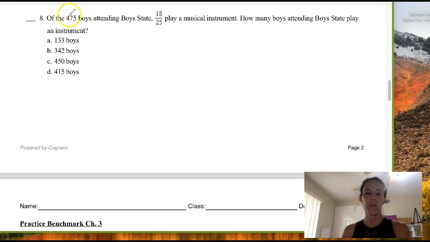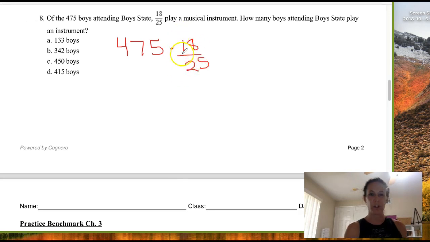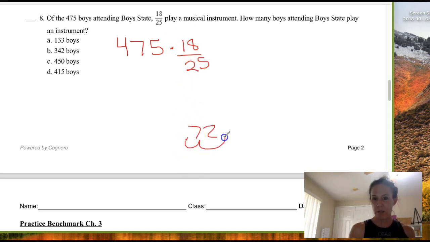All right, number 8, of the 475 boys attending Boys State, 18 out of the 25 play a musical instrument. How many boys attending Boys State play an instrument? There's a couple ways to do this, but an easy way would be to take 475 boys and multiply it by this fraction, 18 out of 25. If you actually divide this fraction, you're going to get a decimal. It's 0.72. If you change that 2 decimal places over to a percent, it's 72%. So really I'm multiplying this by 0.72 to figure out 72% of these boys.